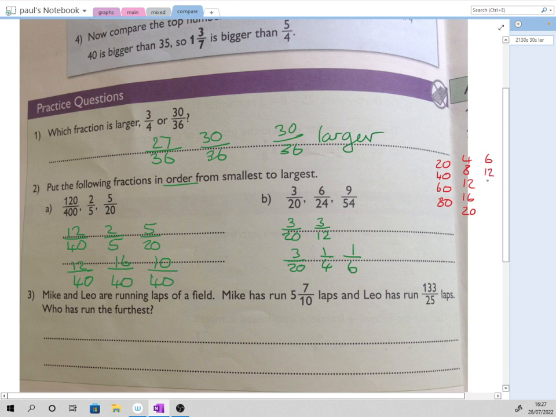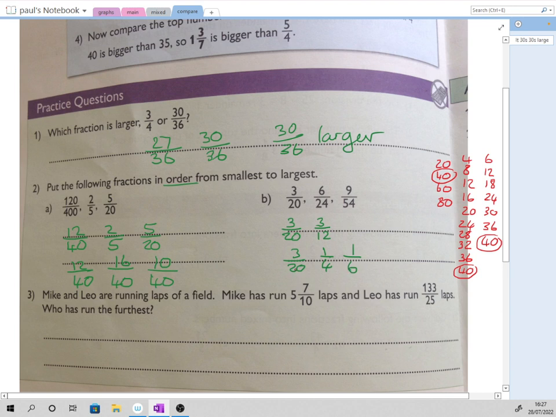6, 12, 18, 24, 30, 36, 40. Does 4 go into 40? I think it does, doesn't it? 20, 24, 28, 32, 36, 40. So there is a common multiple of all of these numbers.